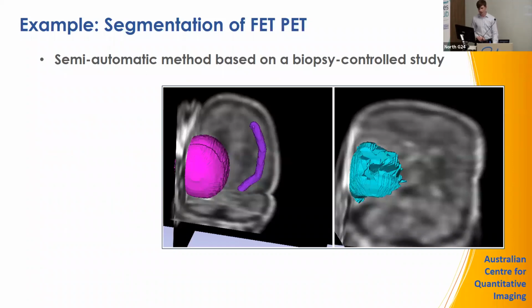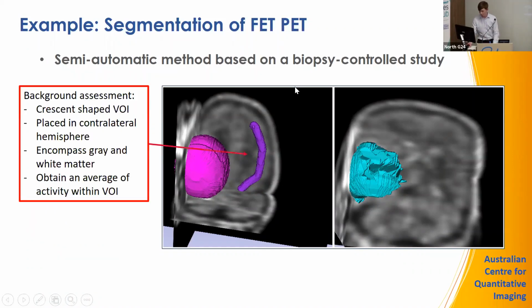Here's an example of a semi-automatic segmentation process using PET. So here we have this crescent-shaped volume of interest, and we place this in the contralateral hemisphere. This encompasses grey and white matter, and we take an average of this volume of interest as our background assessment. This is a PET image of the brain, if anyone didn't recognize it.